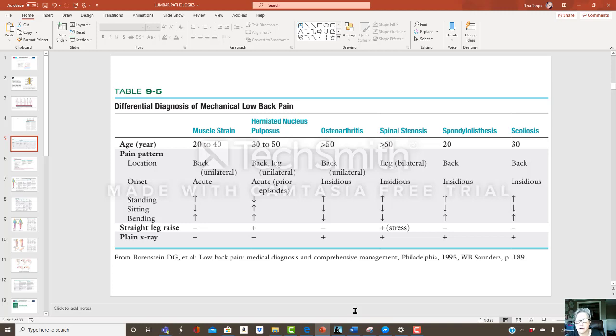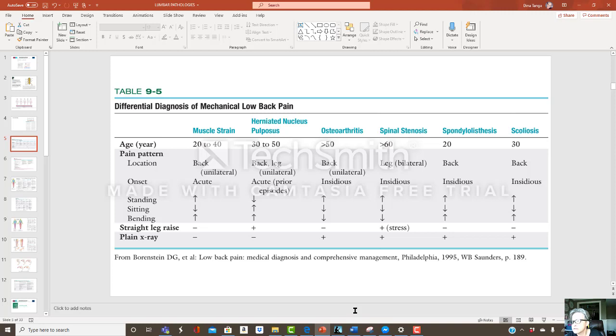Spondylolisthesis, age 20. Location, back for the pain. Onset is insidious. It happens and progresses over time. Standing and bending is going to increase the pain. Sitting is going to decrease the pain. Straight leg raise is going to usually be negative, and you're going to see it on a plain x-ray.